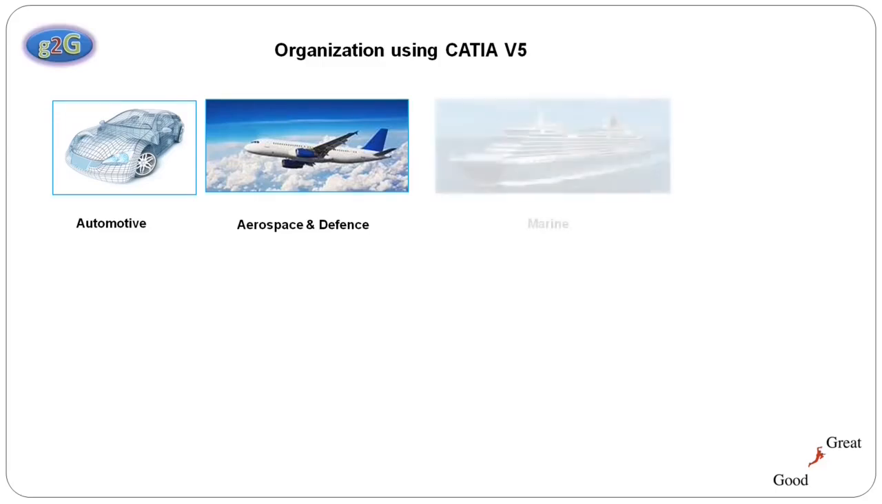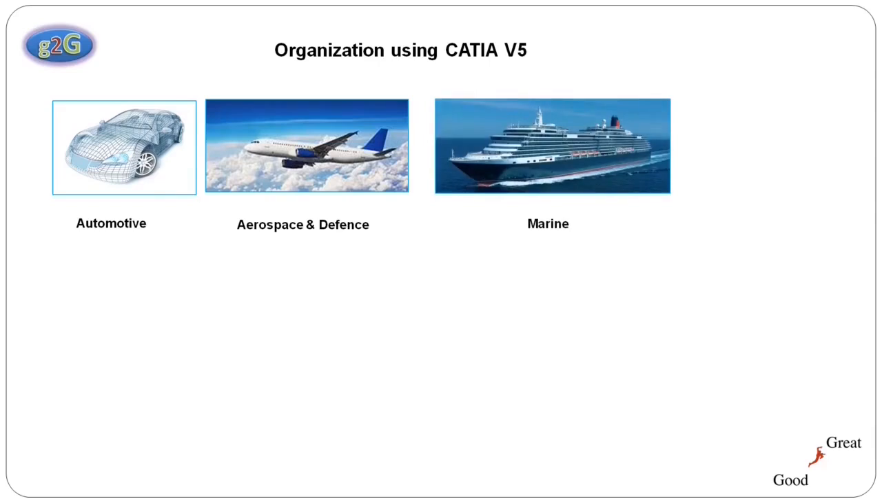The next segment is marine: the passenger ship, the cargo ship, the warship. Everything is designed in CATIA. CATIA has huge applications. The software is very easy and user friendly. Hence, it becomes very easy for users to design these products.